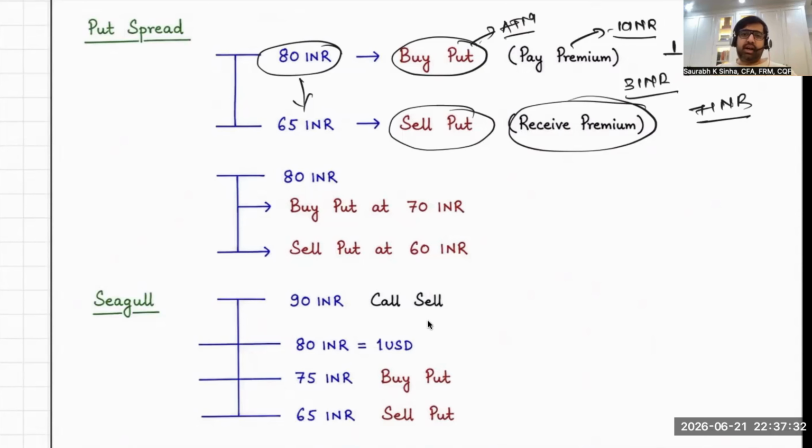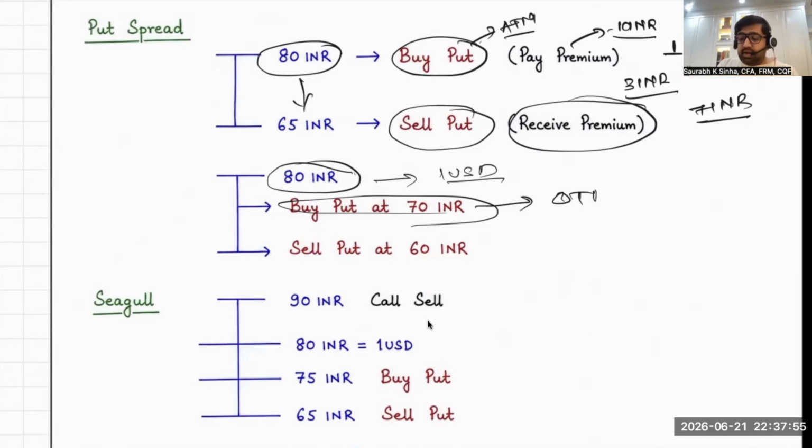Or you could have done that. Currently, 1 USD is 80 INR. I'm afraid that if it falls beyond 70, I can bear the risk of 10 INR, but after 70 it could be limitless, or quite difficult. So I'll buy a put out of the money and I'll sell a put at 60 INR. So I'll receive a premium.